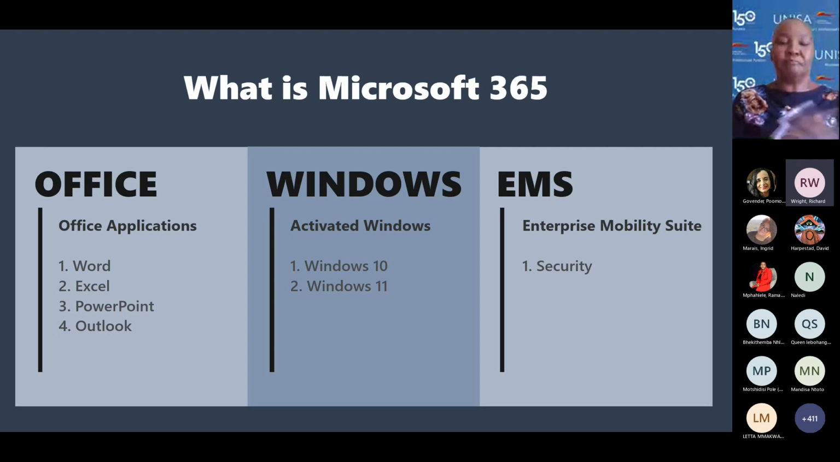Just to give you a broader view, Office generally contains the productivity apps such as Word, Excel, PowerPoint, and Outlook. You also get the Windows operating system, with Windows 10 and Windows 11. If you're still on Windows 7 or 8, please try and upgrade as soon as possible. There are still some ways of upgrading for free, so please try at least to get to Windows 10.